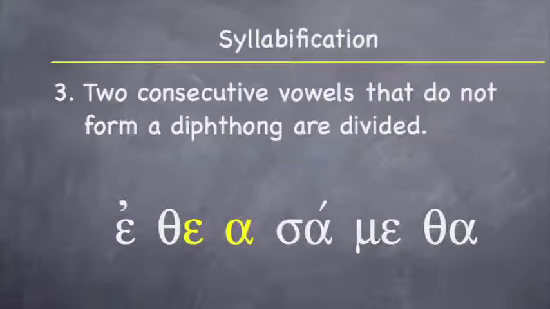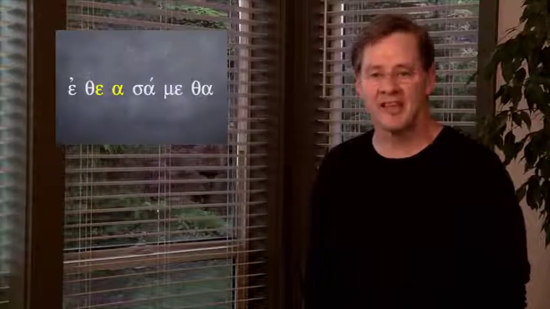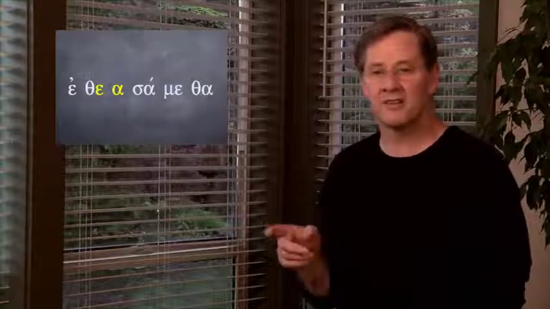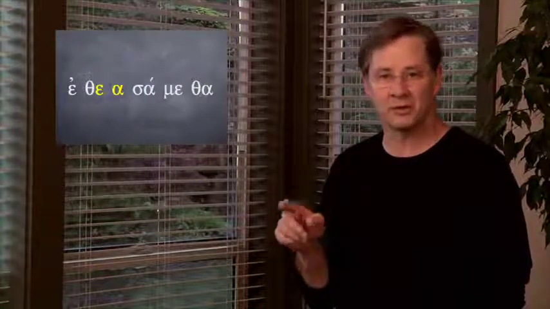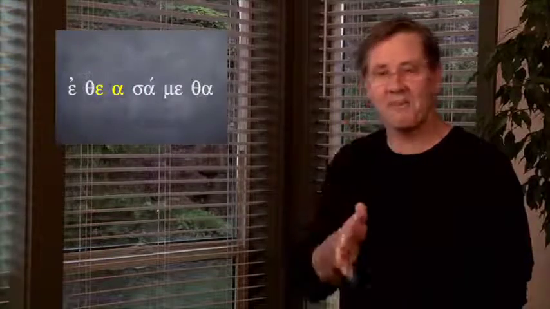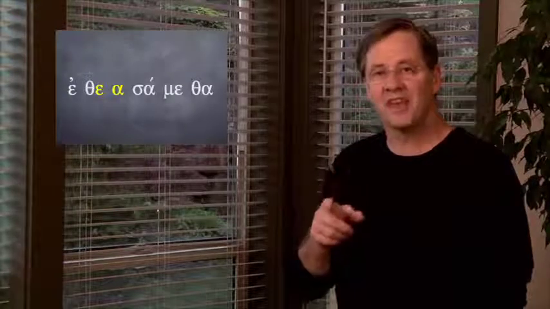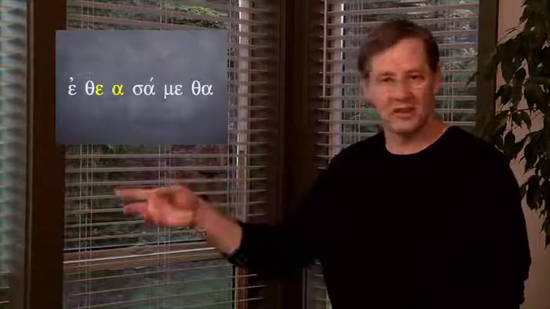Rule 3 is that 2 consecutive vowels that do not form a diphthong are divided. If you have the word ἐθεασάμεθα, you have the epsilon and alpha. Okay, that can't be a diphthong because the second vowel of the diphthong has to be iota or upsilon, right? So you have to syllabify between them. Okay? All right, that's rule 3.